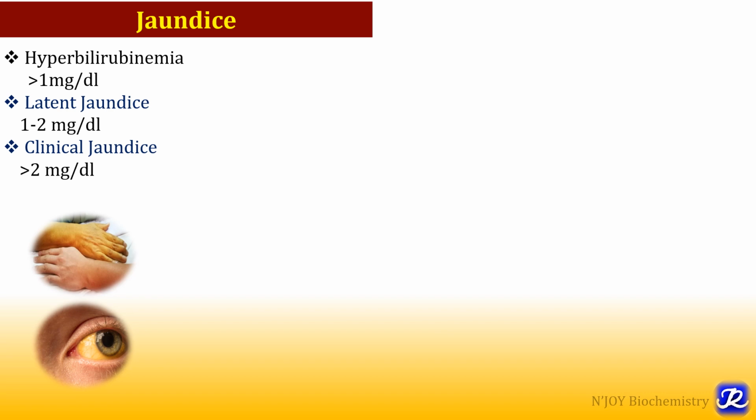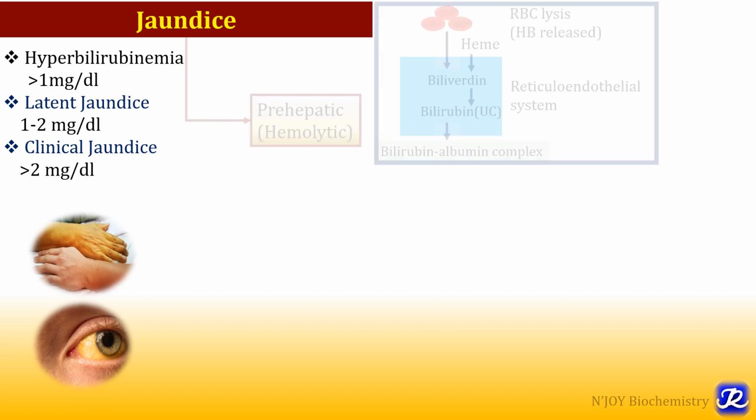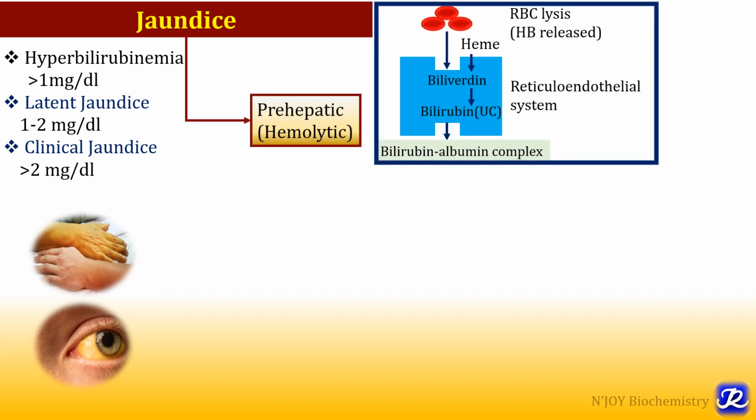Now this jaundice can be of 3 types. It is mainly categorized into 3 types, and the first one is prehepatic, meaning before hepatic. What happens in heme catabolism before the liver, meaning before the bilirubin reaches the liver. So if there is any abnormality during this phase, that is the prehepatic phase, it is called prehepatic or hemolytic jaundice. So if there is increased hemolysis, due to that there is increased heme catabolism and increased formation of unconjugated bilirubin. So this jaundice is called prehepatic or hemolytic jaundice.